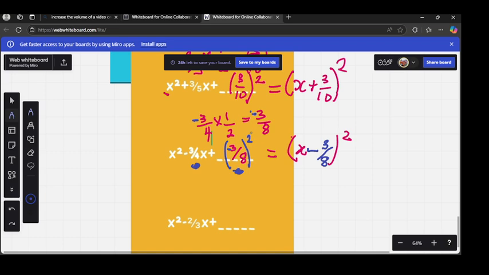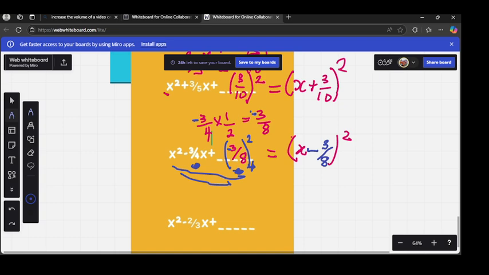So let's come again, this time the correct way. First of all, our coefficient of x is minus 3 over 4. What is half of that? Minus 3 over 4 times half will give you minus 3 over 8. So we now square this and add it to this. We now have a perfect square. And what is this the square of? This is the square of x minus 3 over 8, all squared.